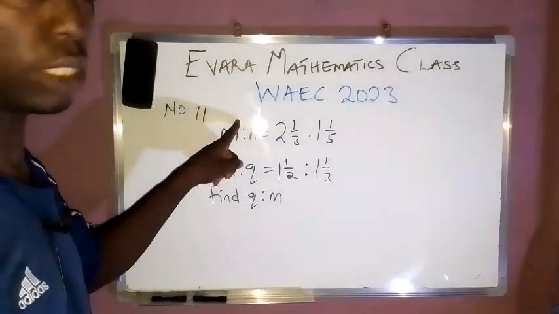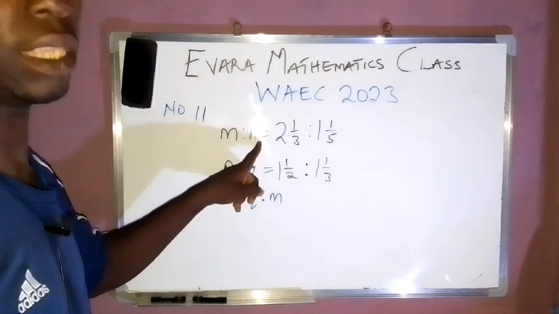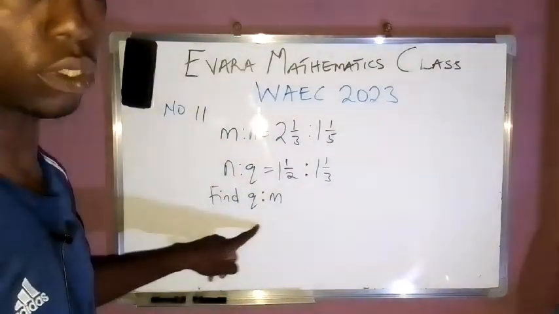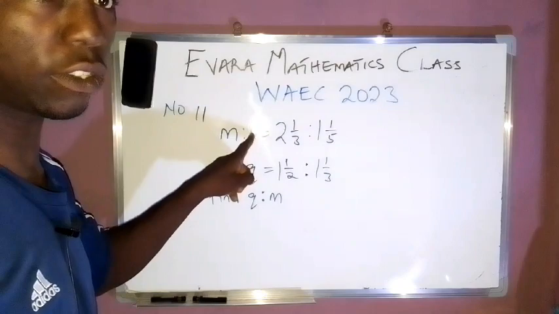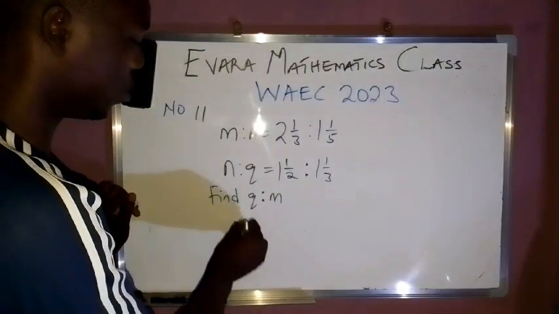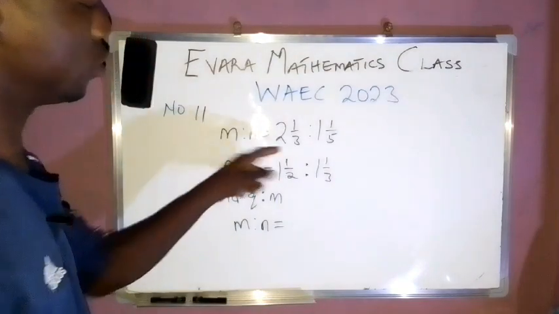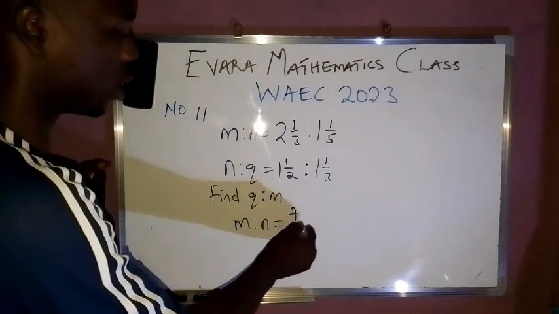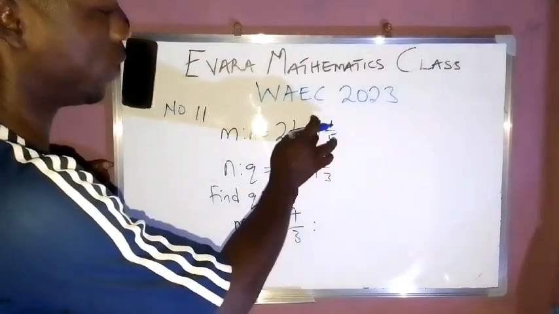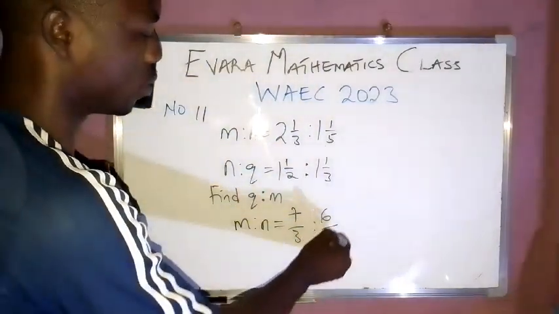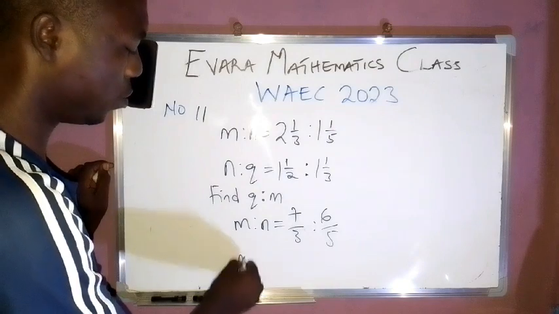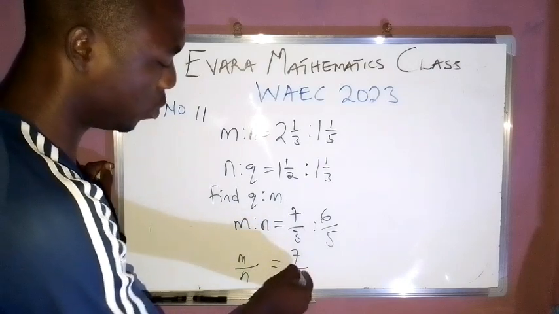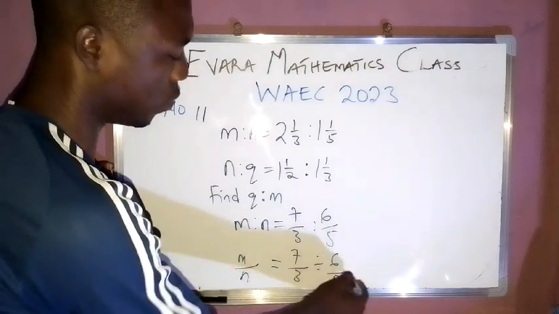So in this first one, we'll try to make the N the subject of the formula, since it is M and Q that the question is concerned about. So we'll make N the subject of formula here. M ratio N equals, so you change this to an improper fraction. 3 times 2, 6 plus 1, that's 7 over 3, ratio 5 times 1, 5 plus 1, 6 over 5. So if you now turn the ratio to division, it will be 7 over 3 divided by 6 over 5.